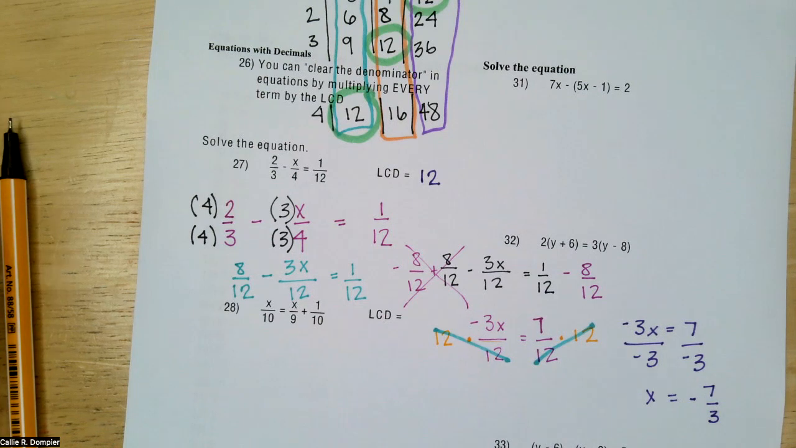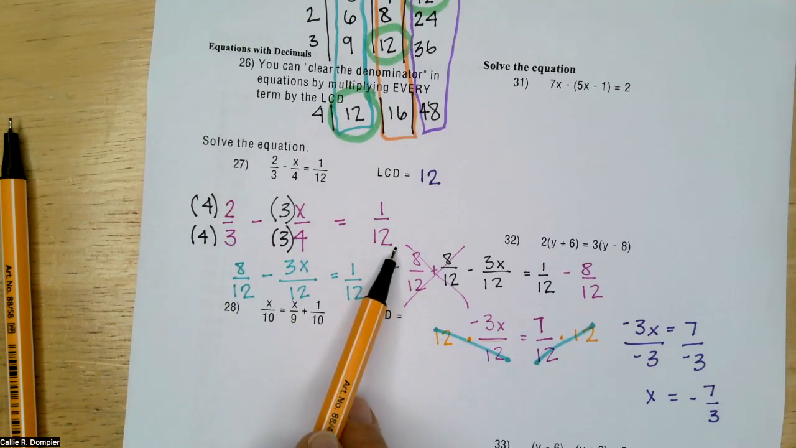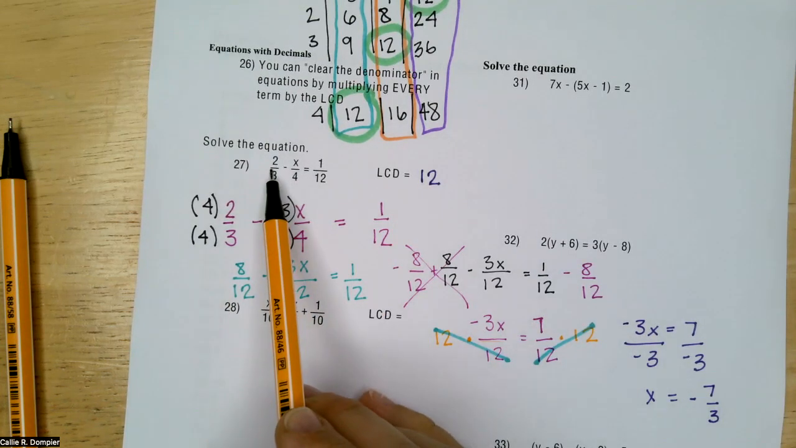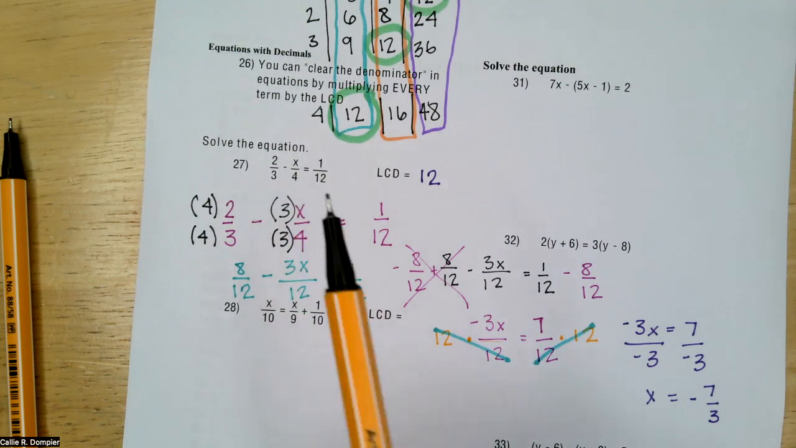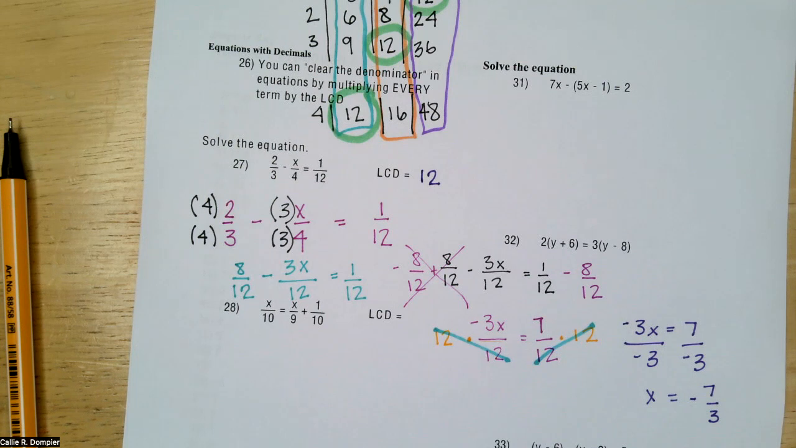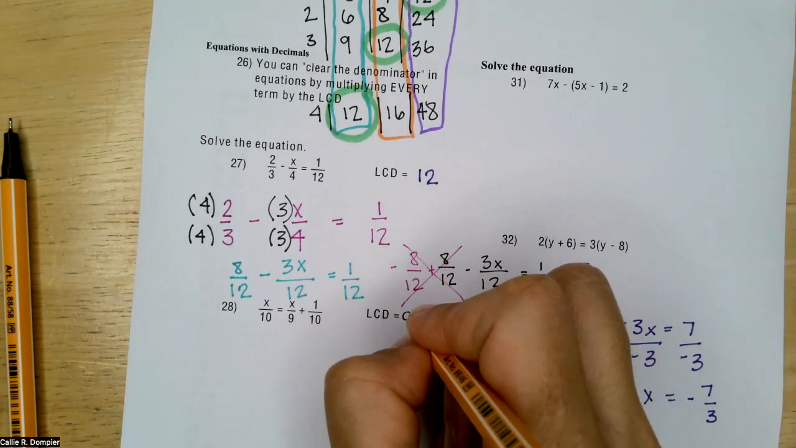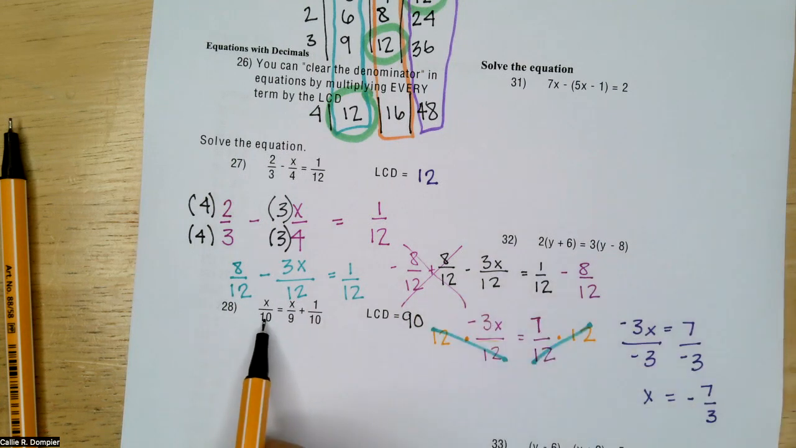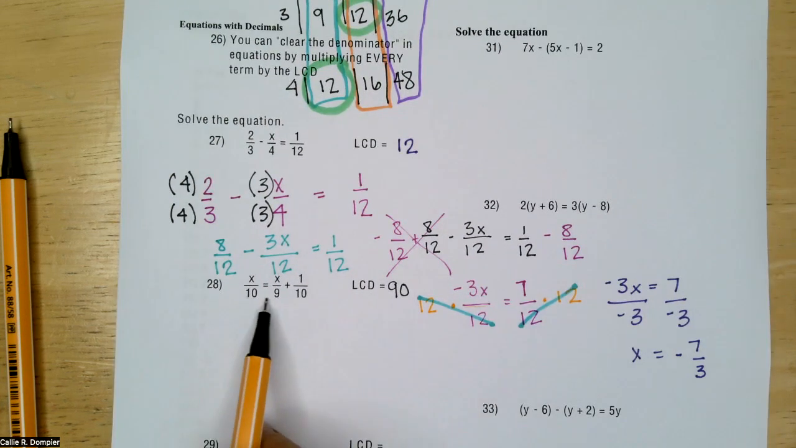I'll do it differently next time. We don't need to turn it into a fraction over 12. We can multiply 2/3 times 12, x over 4 times 12, and 1/12 times 12. That will be better. So here our least common denominator is 90, right? There's no number between 10 and 90 that we can divide by 90 and by 10. So our least common denominator is 90.